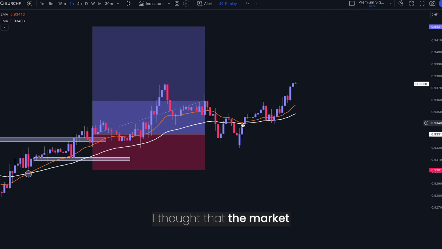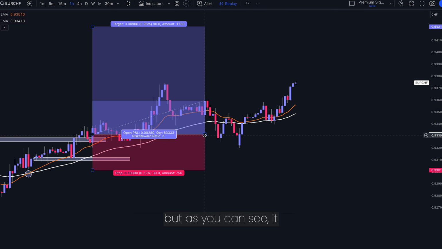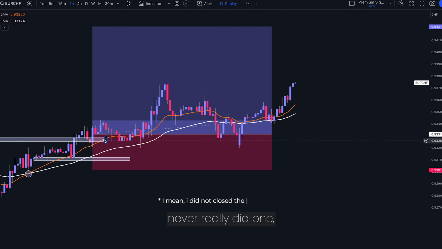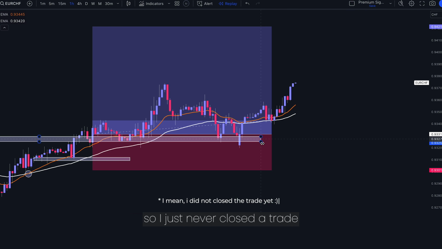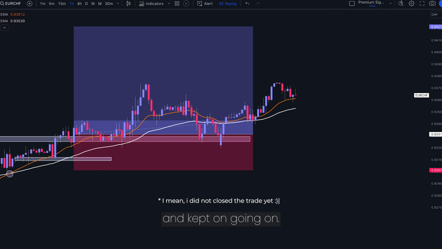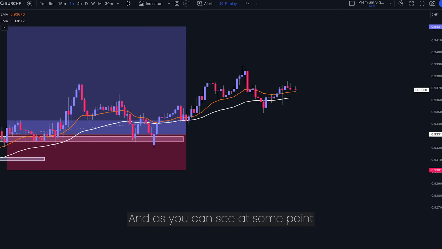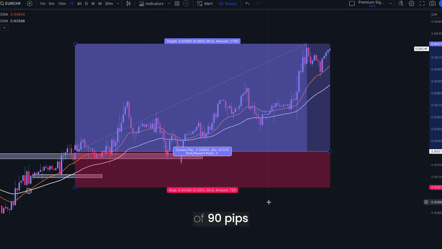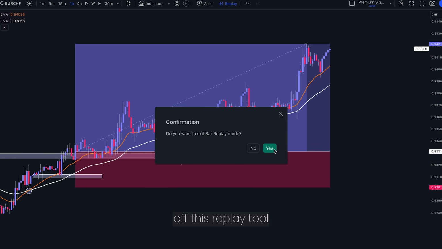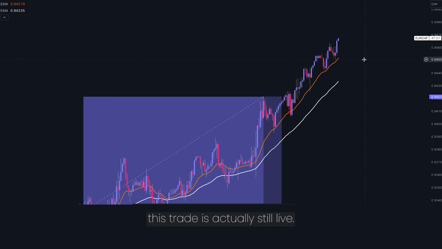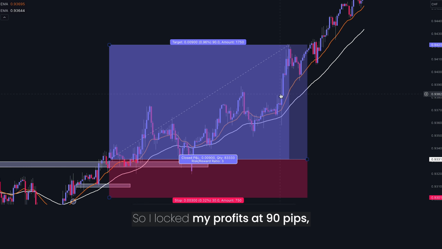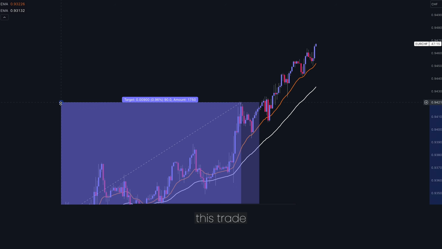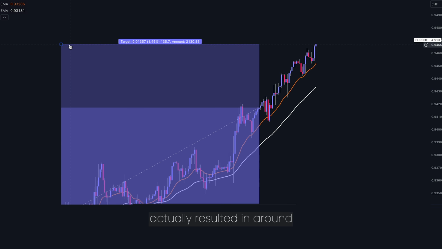At this point, I thought that the market would actually turn around and produce a crossover, but as you can see, it never really did one. So I just never closed the trade and kept on going. And as you can see, at some point, I did reach my take profit target of 90 pips. If I turn off this replay tool, this trade is actually still live. So I locked my profits at 90 pips, but as you can see, this trade actually resulted in around 130 pips in total profit.